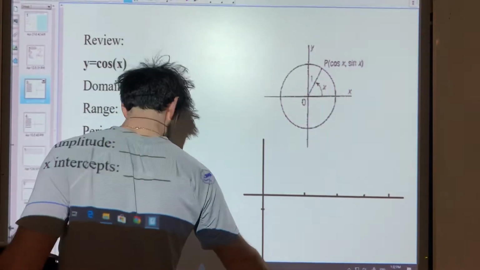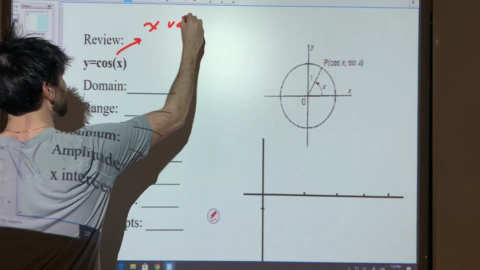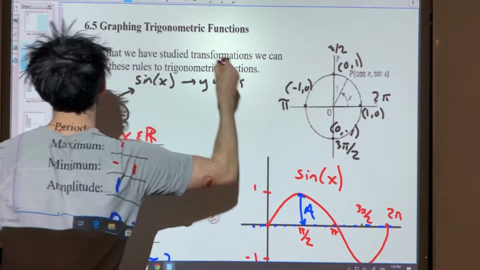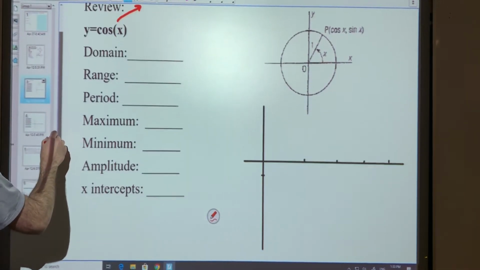Now let's do cos x. So here we go, cos x. Remember, these are going to be the x values on the unit circle. So refer back to this. Now we're looking at the x values. So here we go. Let's see if I can do it off the top of my head. Just going to scroll down a touch here.